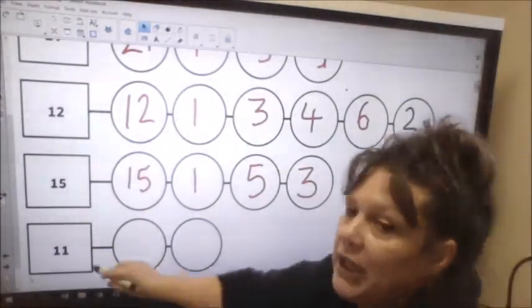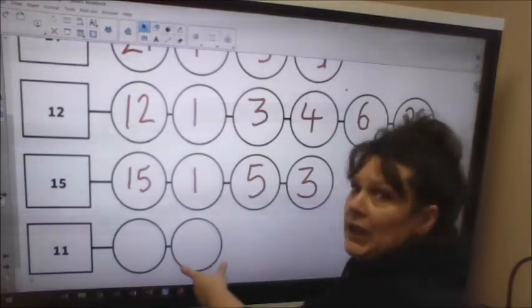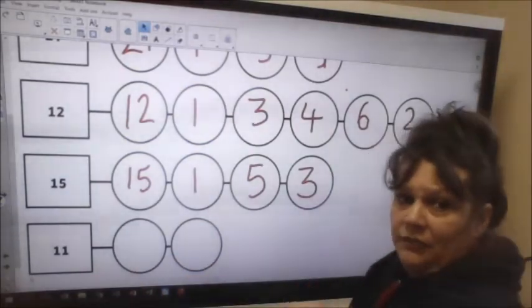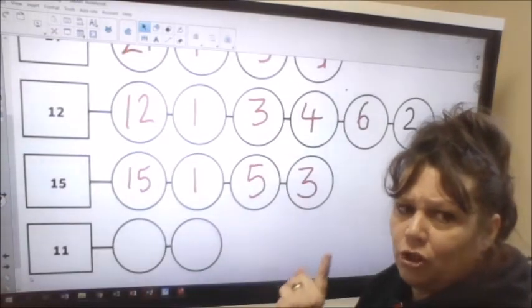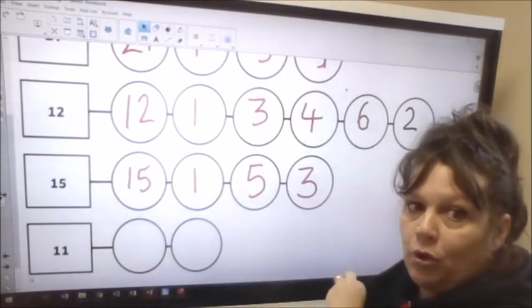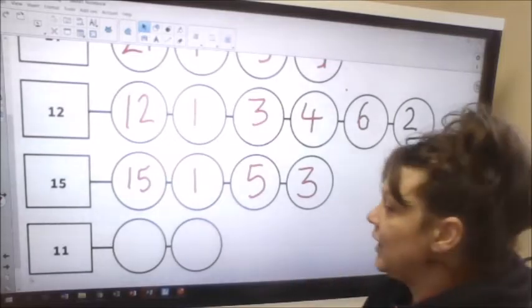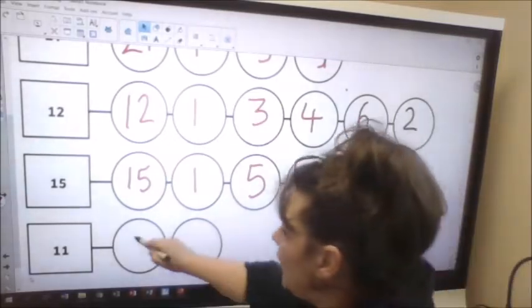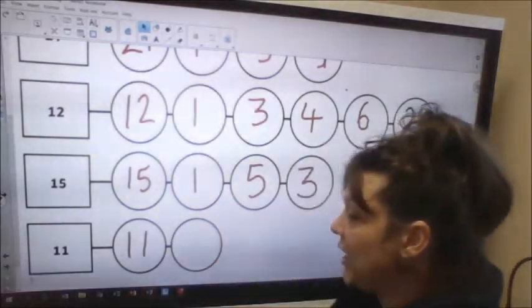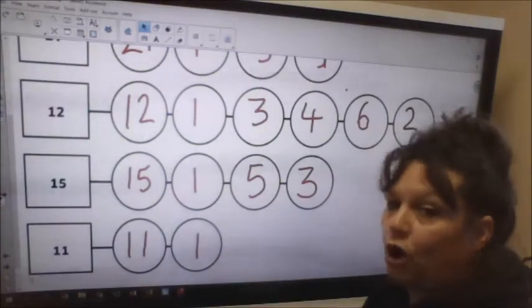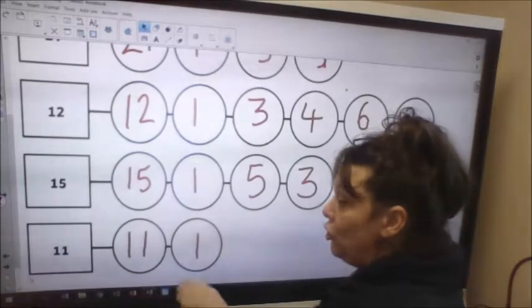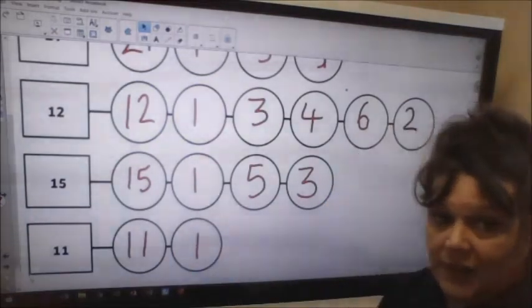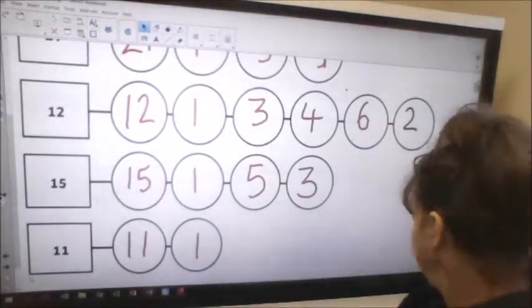And then finally, I've got 11 here. Now, poor 11 hasn't got very many factors at all. That's because it's a very special number, and I'm going to talk a little bit more about that in a minute. Okay, so 11 only appears in the 11 times table, and 11 times 1 is 11. So that's why 11 has only got 2 factors, 11 and 1.